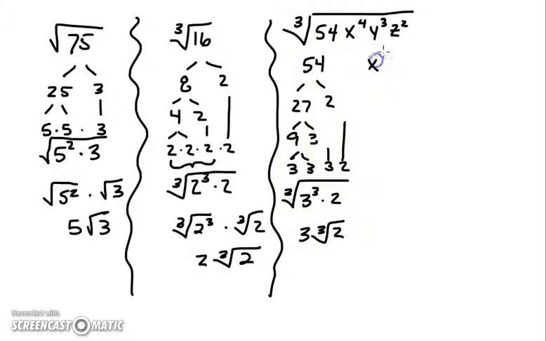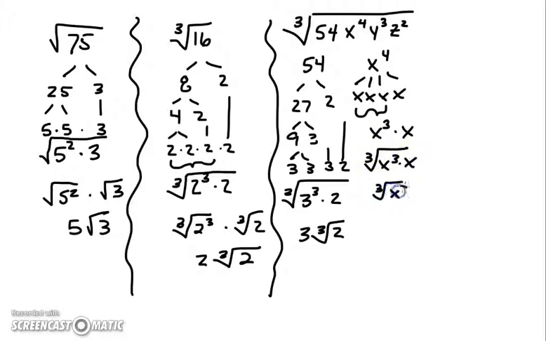Then we got to think about x to the fourth. Well, x to the fourth just means x times x times x times x. We're trying to make powers of 3, so I want to take 3 of those 4 and write it as x to the third times x. When we take the third root of x to the third times x, third root of x to the third is x. Third root of x is just the third root of x.